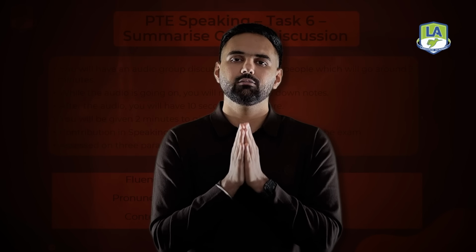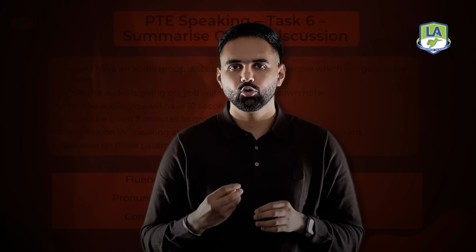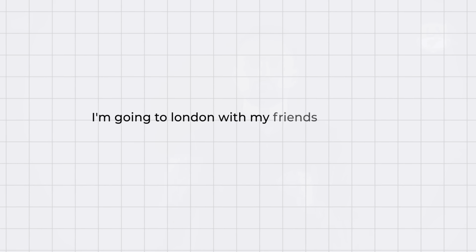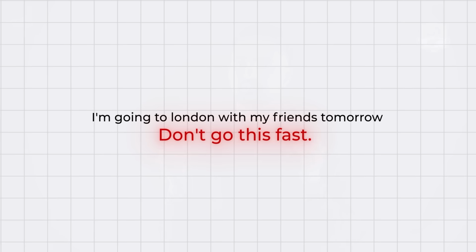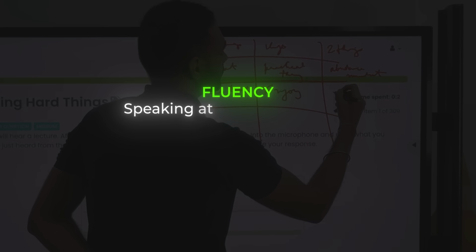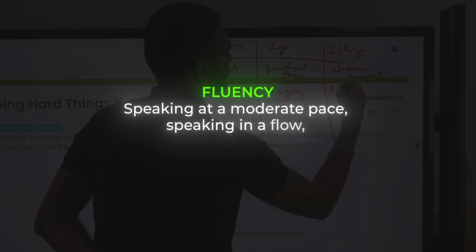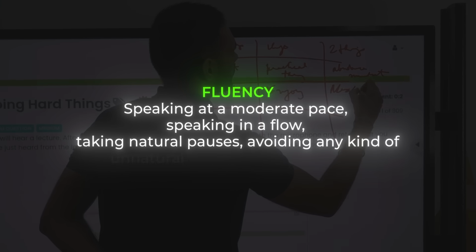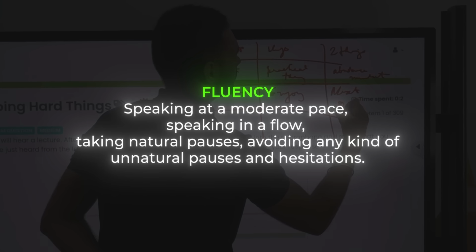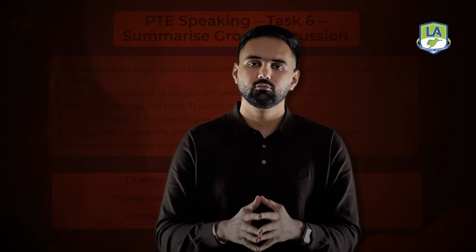5 points for fluency. Fluency is simple. In PT speaking, keep this thing in your mind. Fluency is not your speed. It's more about speaking naturally in a clear and concise manner. Let's say if I have to speak a sentence, I'm going to London with my friends tomorrow. Don't go this fast. It's not about speed. Fluency is about speaking at a moderate pace, speaking in a flow, taking natural pauses, avoiding any kind of unnatural pauses and hesitations.